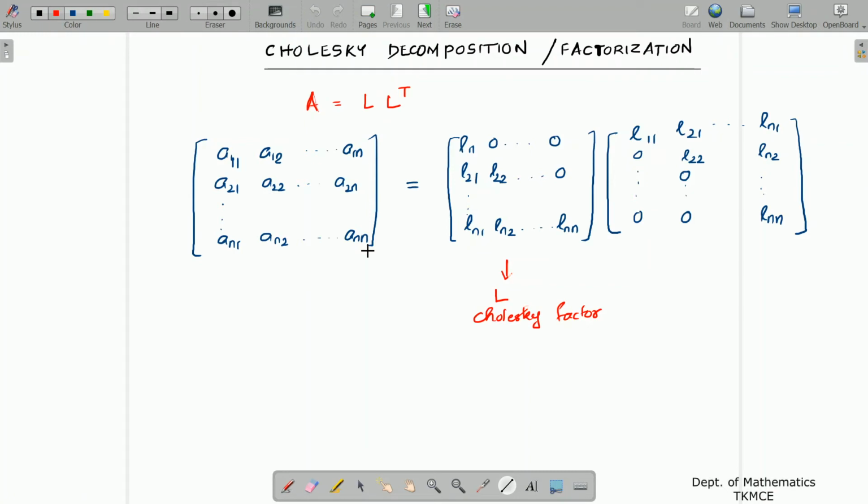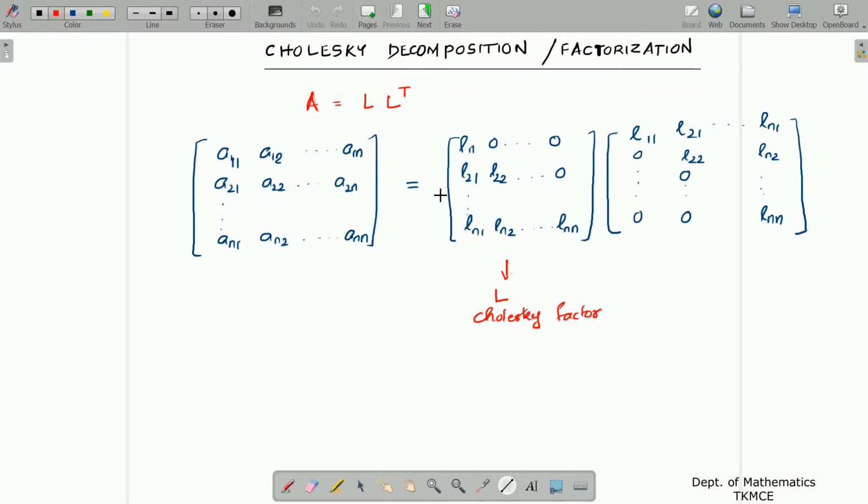Cholesky decomposition or factorization. In Cholesky decomposition, a symmetric positive definite matrix can be factorized into a product L into L transpose, where this L is a lower triangular matrix with positive diagonal elements. Given matrix A, consider A in this given form: A11, A12, etc., A1n, A21, A22, etc., A2n, An1, An2, etc.